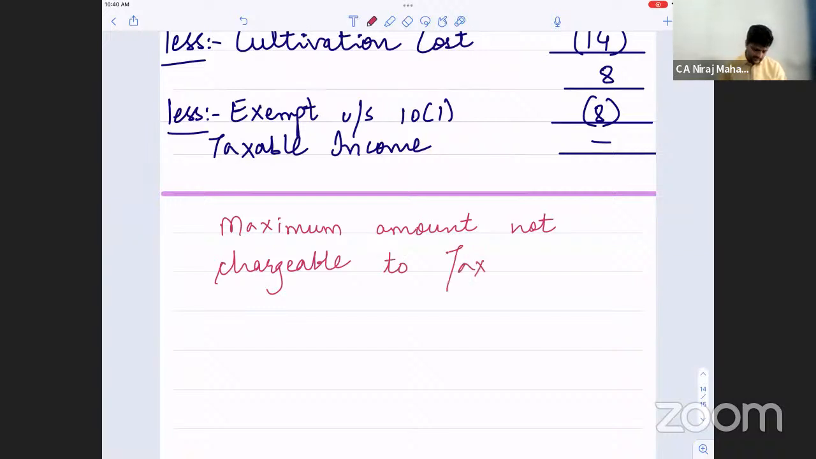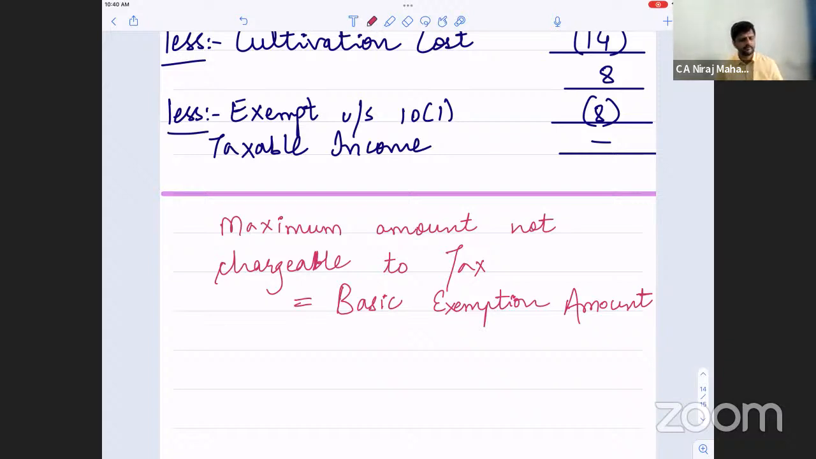Maximum amount not chargeable to tax means, simple, basic exemption amount. Finally, all of you. Maximum amount not chargeable to tax means what? Basic exemption amount. That is the highest number or value which is not taxable.